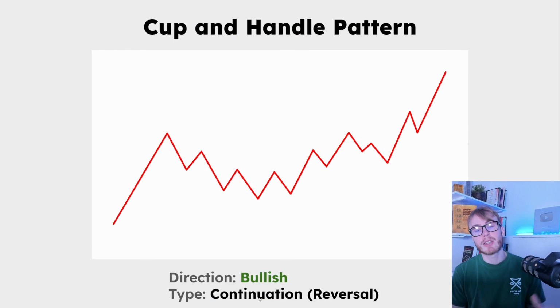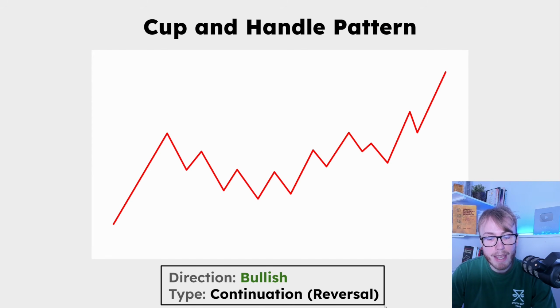So now guys, let's take a look at the cup and handle pattern. This pattern is typically a bullish continuation pattern, but in some cases, it can also act as a reversal. And as you guys can see, this right here is a very large pattern. It's probably the largest continuation pattern out there. And this one is more for advanced traders because it can be quite hard to spot.